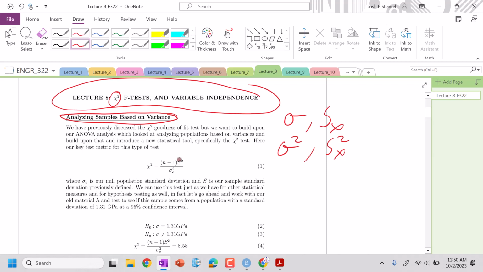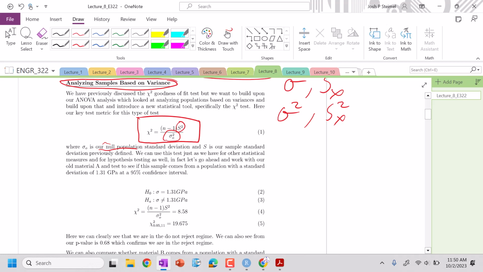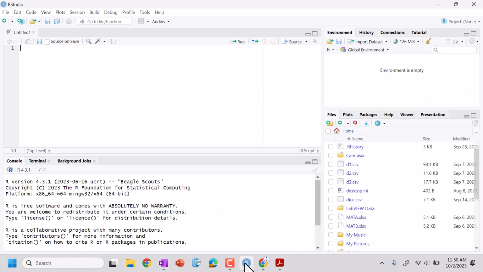So our metric is going to be this new chi-squared, which analyzes a population based on the variances that they have. So n minus 1 times our sample standard deviation squared over what we're looking at for our null population standard deviation squared. Let's go ahead and look at material A and see if the sample comes from a population with a standard deviation of 1.3 at a 95% confidence level. So let's get to it.